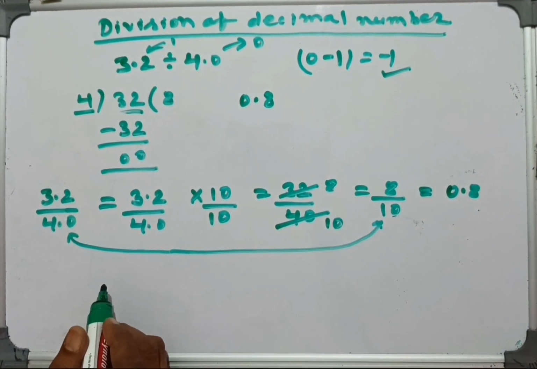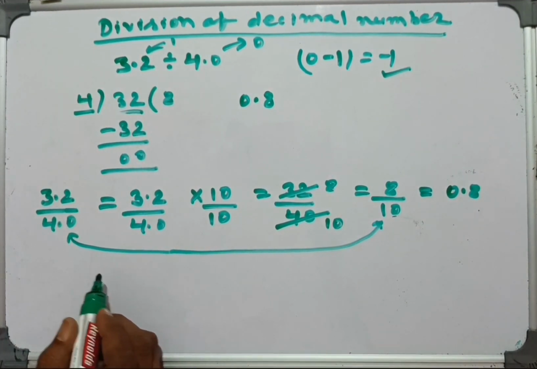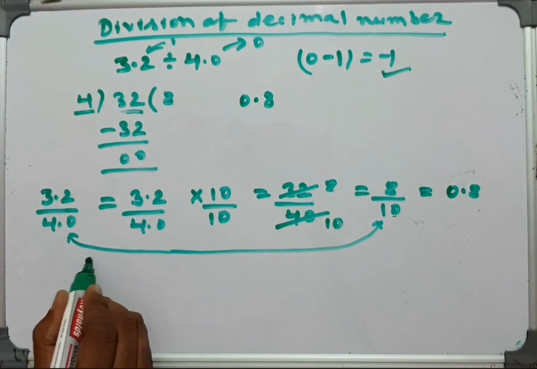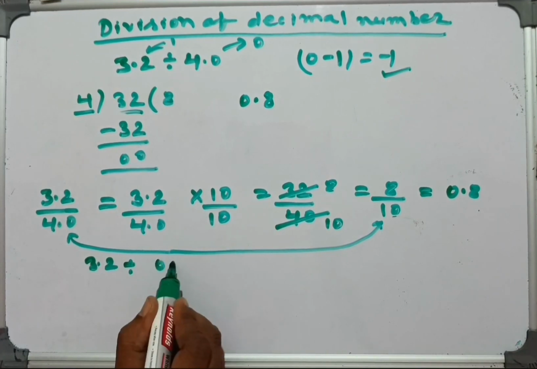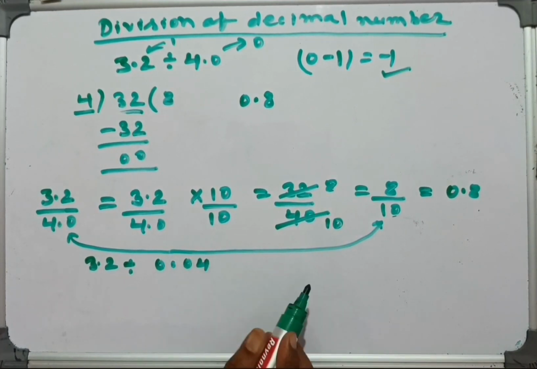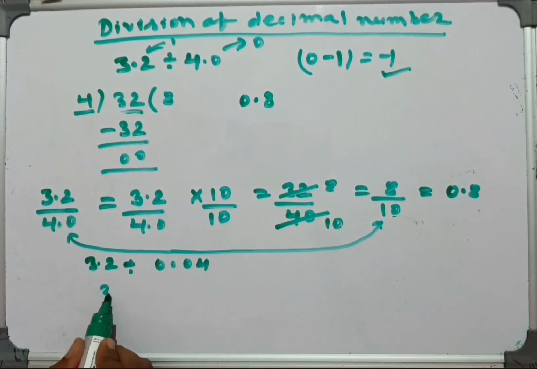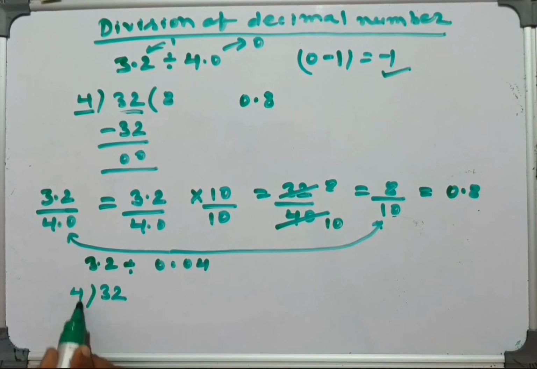Okay guys, now see another example. Suppose somebody has given you 3.2 divided by 0.04, then how could you make it? So just write the whole number parts.